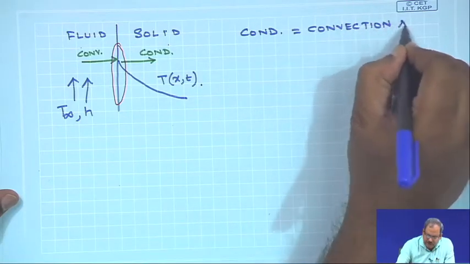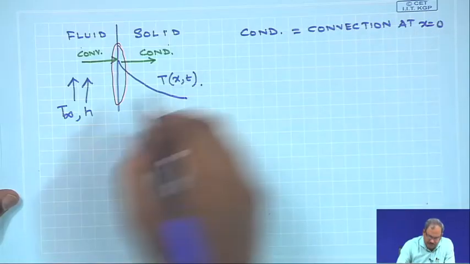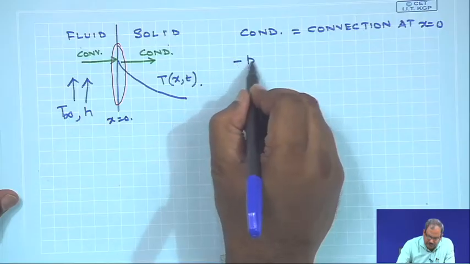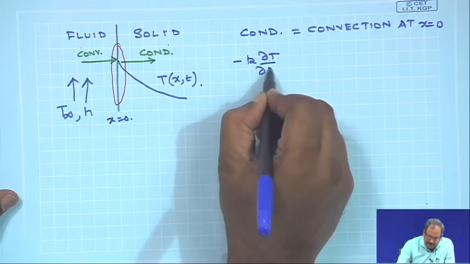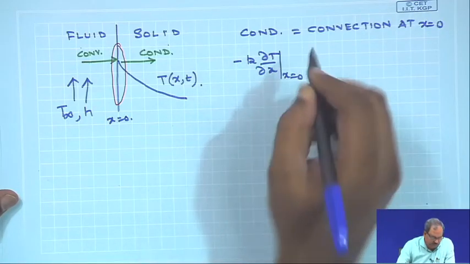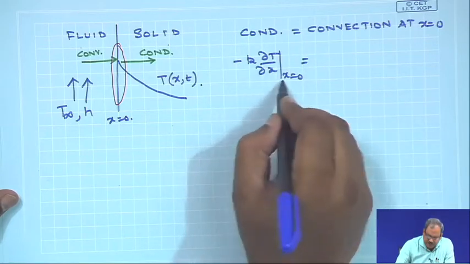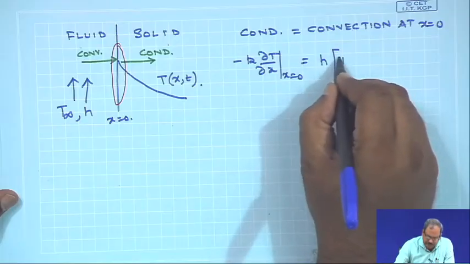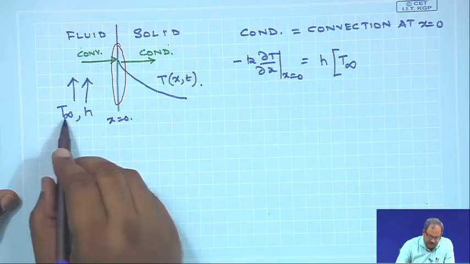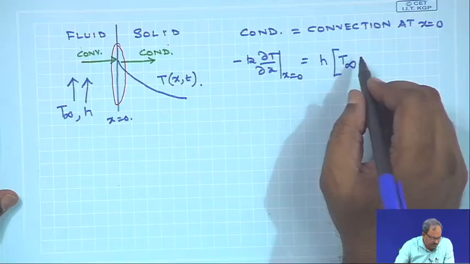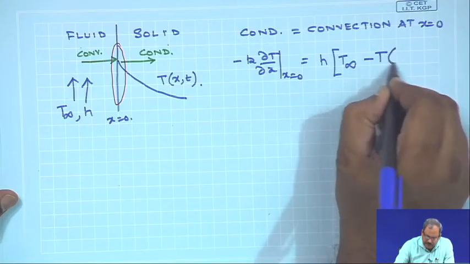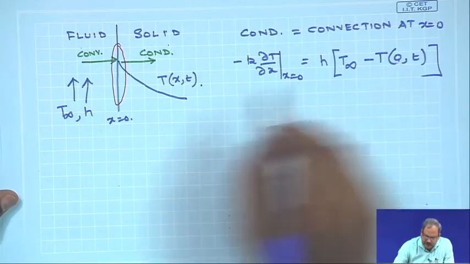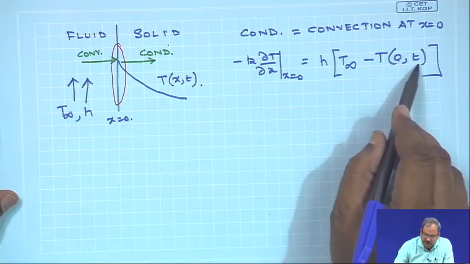And if we write conduction equals convection at x equals 0, let us say this is the location of x equals 0, then what you have is minus k ∂T/∂x at x equals 0, which is the conductive heat flux, must be equal to h times T infinity, where T infinity is the temperature of the fluid at a point far from it, minus T at 0, t. So, this is at x equals 0 at any given time t.